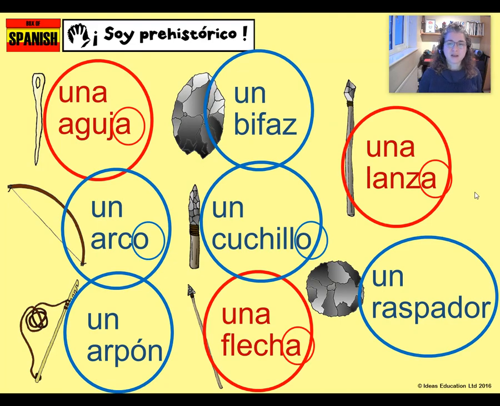Now, masculine nouns and feminine nouns behave in a slightly different way, as we can see. Masculine ones use un, feminine ones use una.